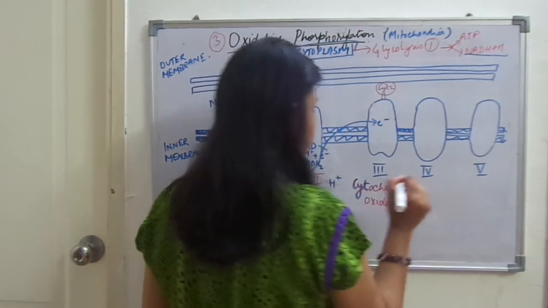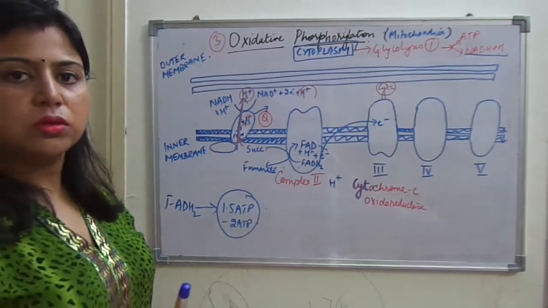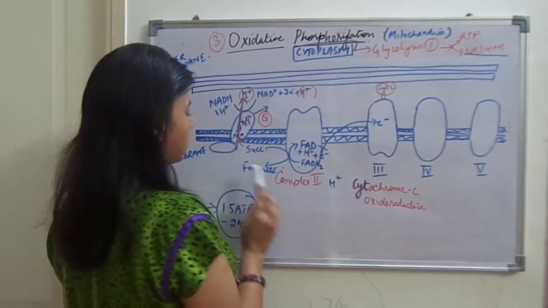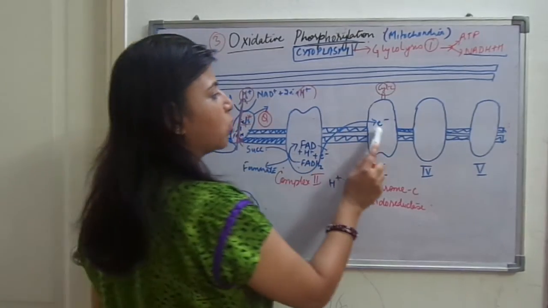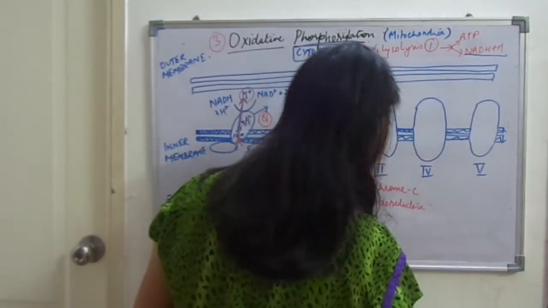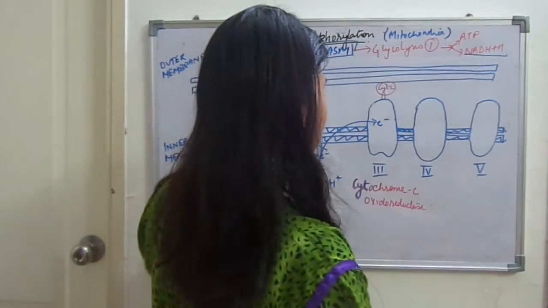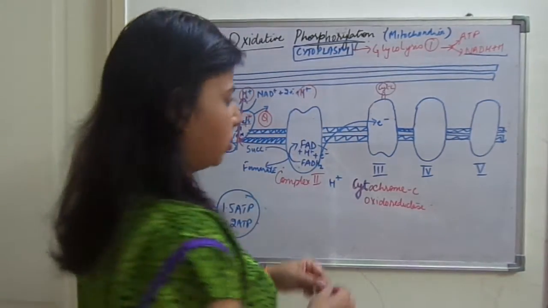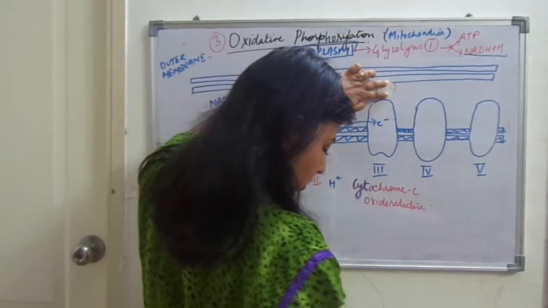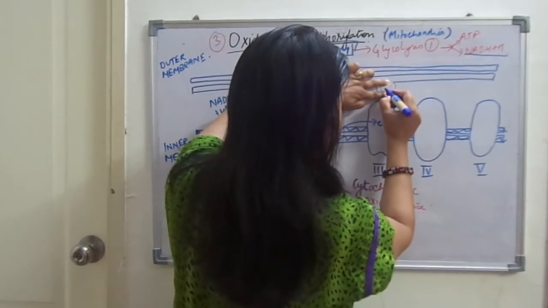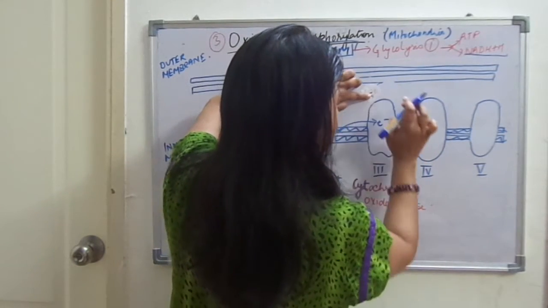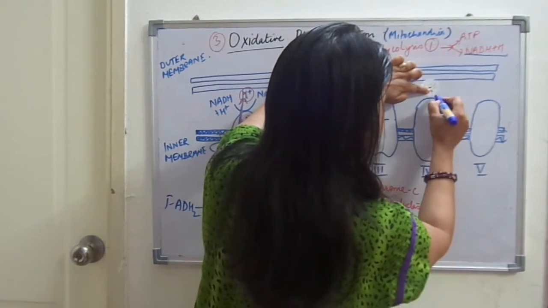Now as such, this complex has no functions. Overall function is this complex 3 has taken electrons from complex 1 and complex 2, given to cytochrome C molecule. Now again, this cytochrome C molecule is a movable molecule like ubiquinol. Suppose this is your cytochrome C molecule. It will take up all the electrons with it, move from this position and go to this complex 4.